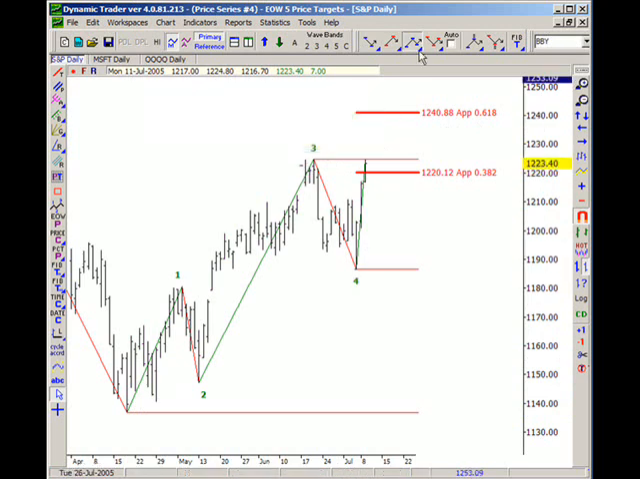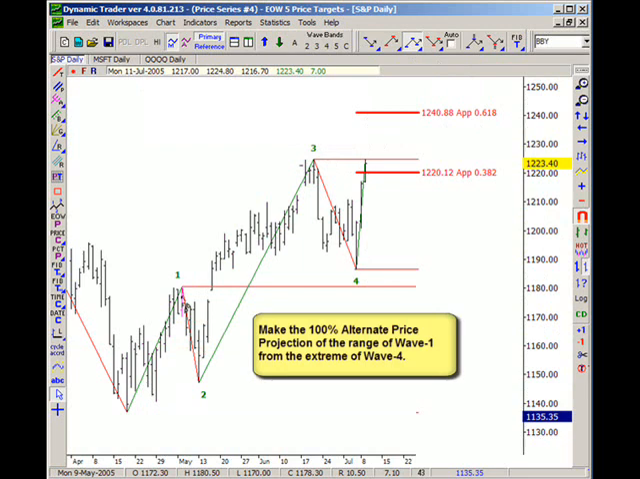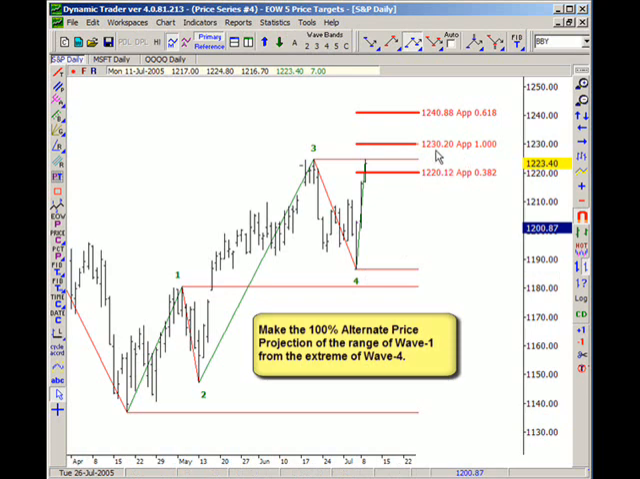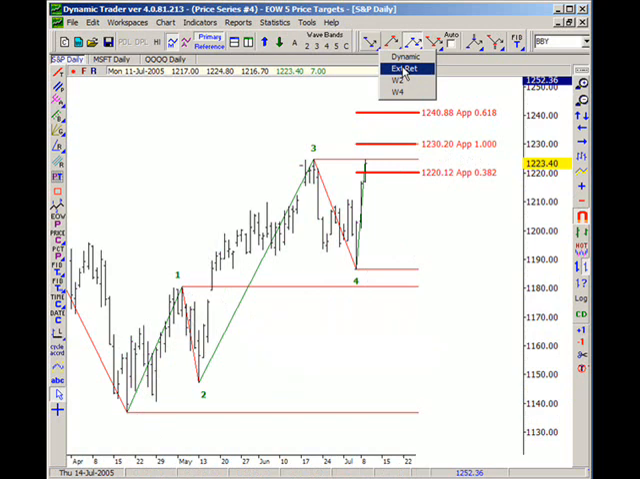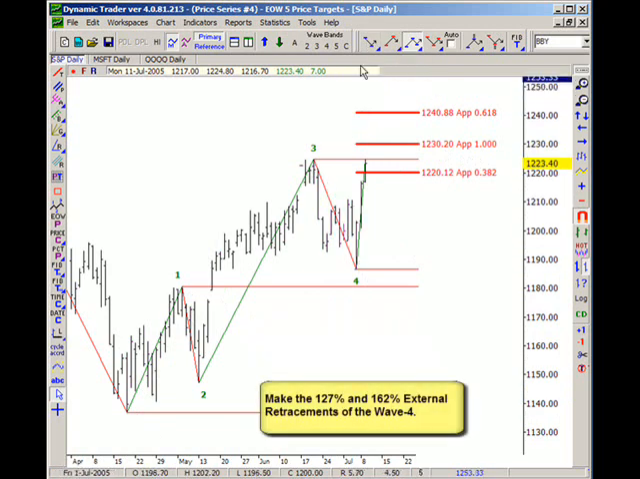Now there's two other projections we make. Another one is the 100% alternate price projection of wave 1. So we measure the range of wave 1 and we make that from the end of wave 4. So right around 1230 is the 100% alternate price projection of the range of wave 1 made from the wave 4 low. And the third projection we make is the external retracements of wave 4.